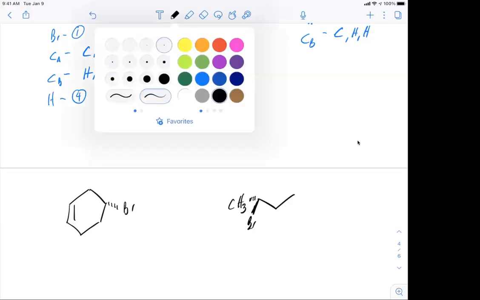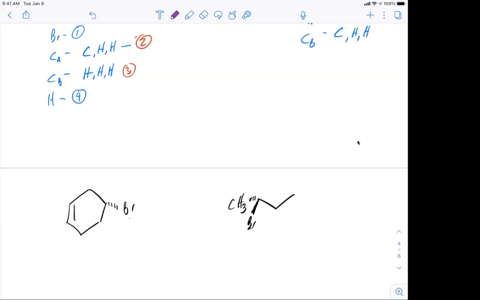Let's take a look. So again, looking at our numbers here, bromine is going to be 1. And then our lowest priority, hydrogen, is up. That's 4. And then we have our 2 carbons. The first iteration of the 2 carbons is the same. But then when we get to this center, now they're different, and that gets a higher priority. So this will be 2, and this will be 3. So if we draw our arrow from 1 to 2 to 3 in that direction, that gives us S.